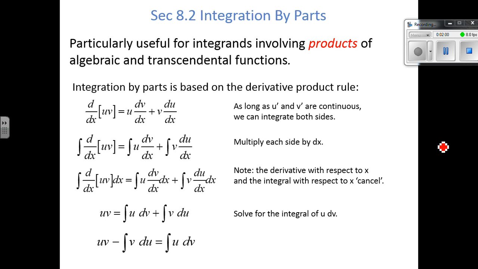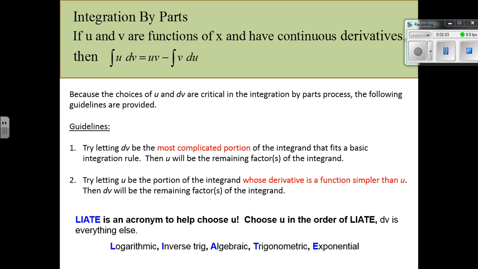Now that may not seem like much, but we're going to be using this result as a formula for integration by parts. So again, here's our criteria. If u and v are functions of x and have continuous derivatives, then the integral of u dv equals u times v minus the integral of v du. That's the formula we're going to use throughout all of these examples. The whole idea is that we choose u and dv to represent different parts of our integrand. What we pick will either make our lives easier or a lot harder.